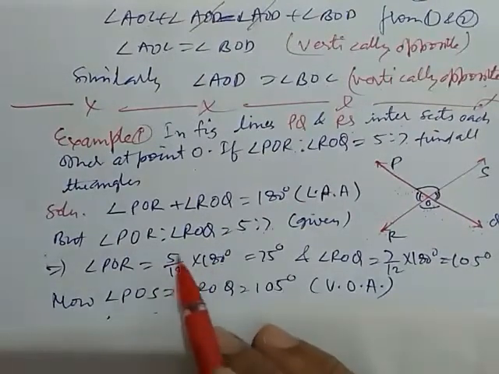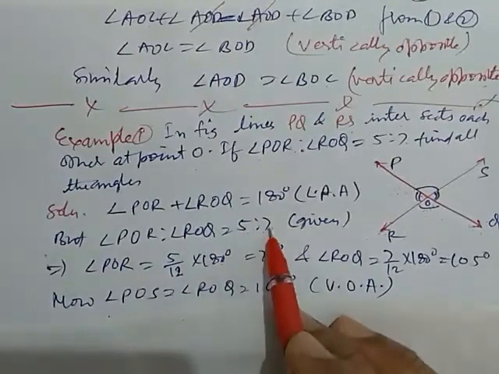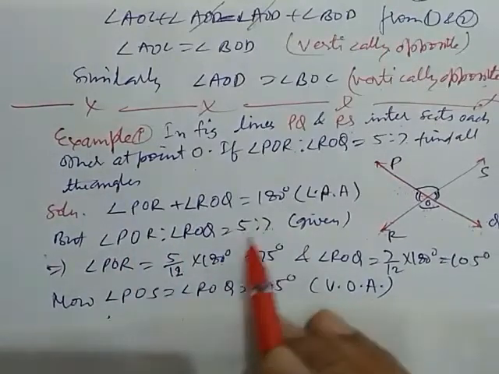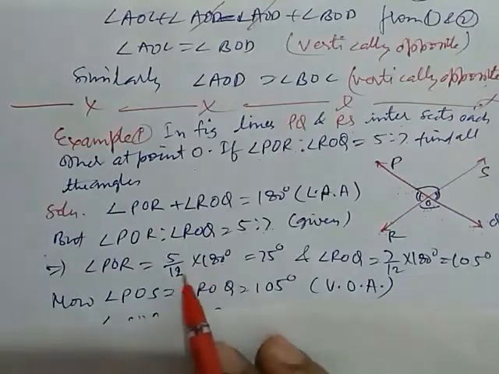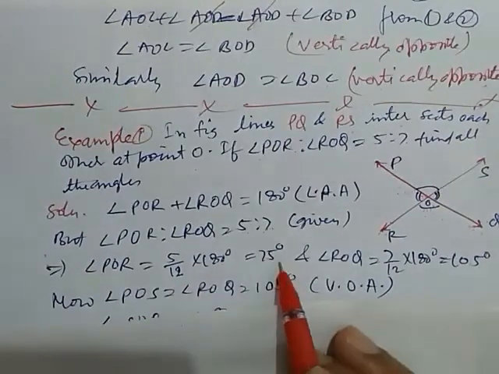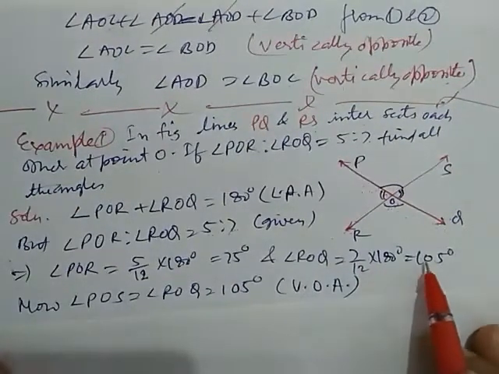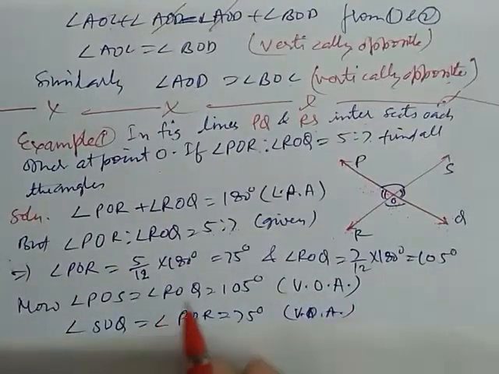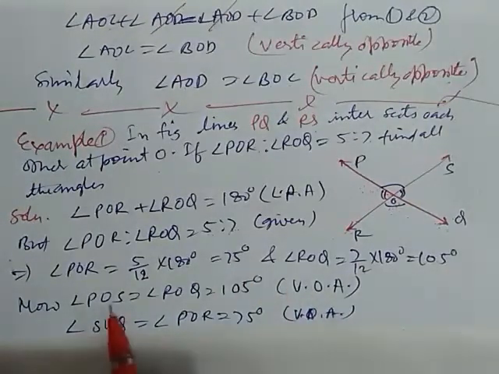I repeat this again. 5 and 7 is the ratio. First we add them, and then 5 by 12 is the measure of this angle, and 7 by 12 is the measure of the other, out of 180. So 5 by 12 into 180 is 75, and angle ROQ, 7 by 12 into 180, is 105. Here 75 and 105 make a complete straight angle, so 75 plus 105 is 180.